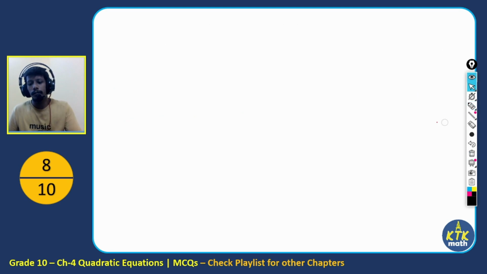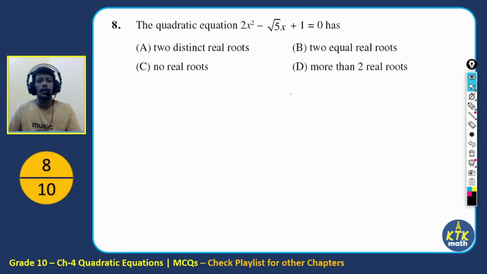Now next question. Question number 8. The quadratic equation 2x square minus root 5x plus 1 equal to 0 has, so they are asking the nature of roots ultimately. So the same question they will ask you in 2 marks, like find the nature of roots. Now here they are asking in terms of MCQs by giving the options. So what is your a value? 2. Your b value is negative root 5. Your c value is 1. We need to find the nature of roots.